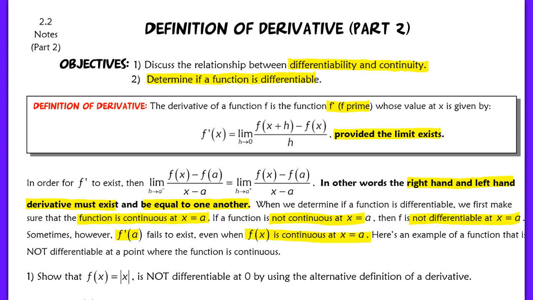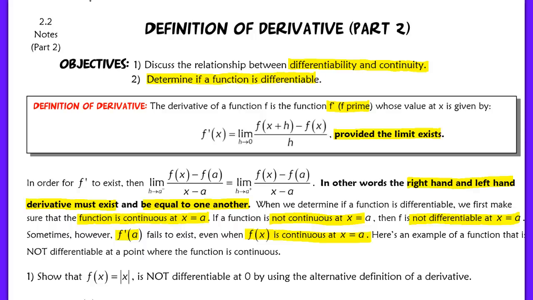To recap, if you want to figure out if a function is differentiable, you have to first check to see that that function is continuous at that specific value you're looking at. If it's not continuous, then it's definitely not differentiable. If it is continuous, you still have to check to make sure that the left hand and right hand derivative exist and are equal to each other in order to say that the derivative exists at that value of a.